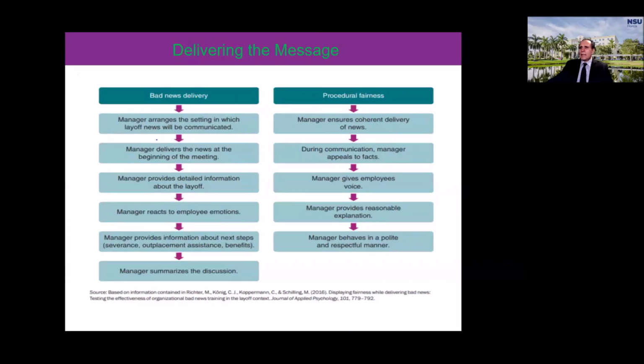When you're delivering bad news of layoffs or terminations or discipline, there are many elements that you should be aware of as a manager or as an HR professional or as a team leader. Usually you need to arrange the setting in which the layoff news is communicated to employees, whether it's 1 or 2 employees or large groups of employees. It should be planned properly.